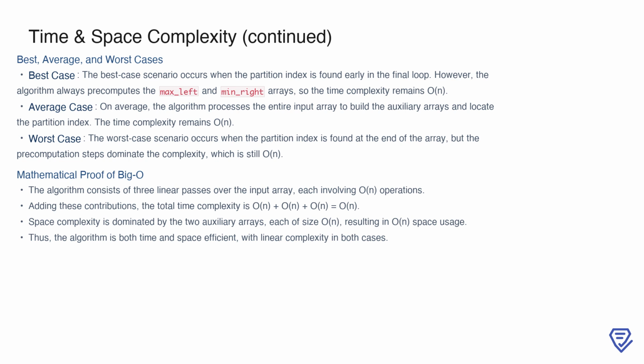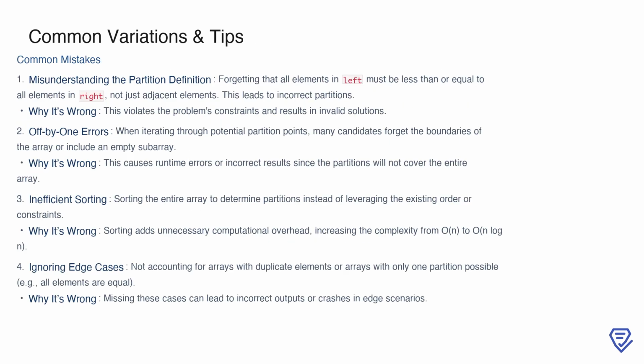One common mistake when solving this problem is misunderstanding the partition definition. Remember, all elements in the left partition must be less than or equal to all elements in the right partition. It's not just about comparing adjacent elements, it's about ensuring this rule holds true across the entire division. Violating this rule leads to invalid partitions that don't meet the problem's requirements.